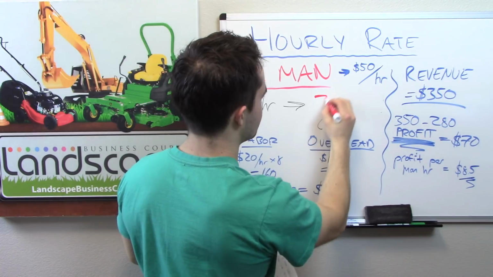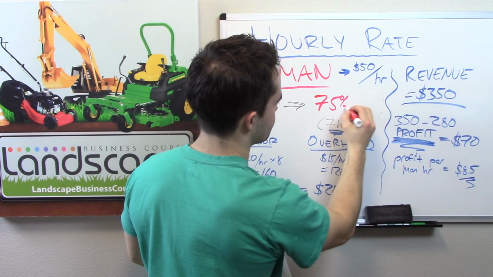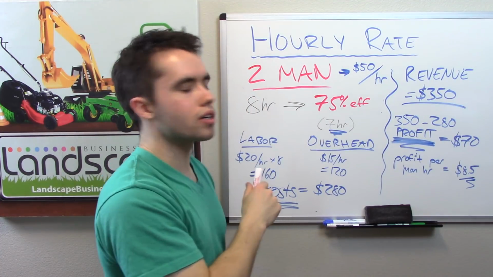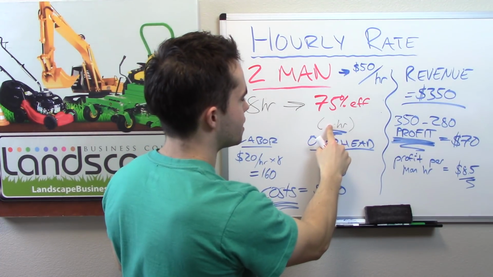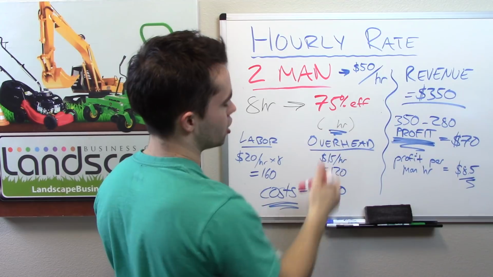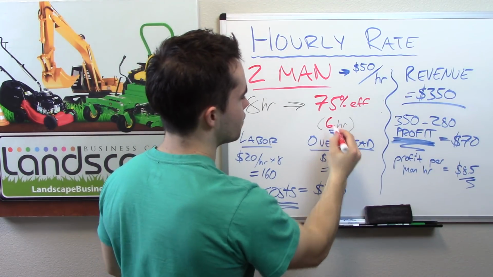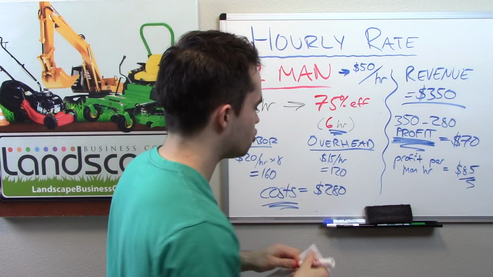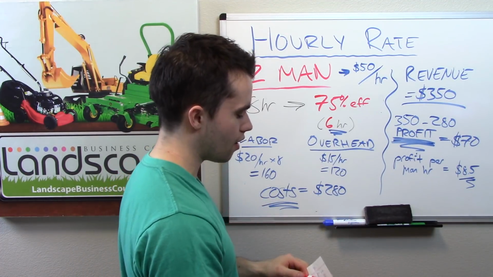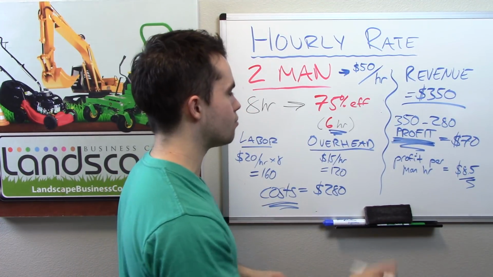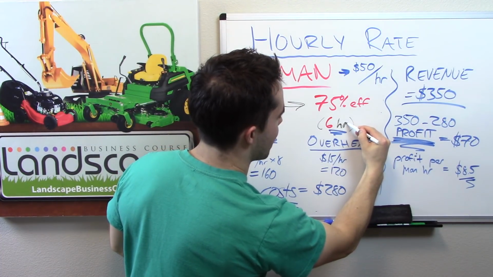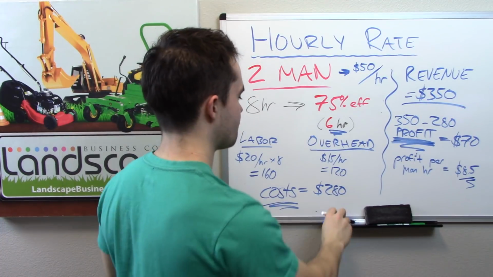So 75% efficiency rating, which means out of these 8 hours, they are only going to work 6 hours actually out on a job. The reason for that is because they're going to get more jobs done in a day, which means they're going to have to drive around more if they're on a lawn mowing route. They're going to be in the truck. They're going to be having more non-billable hours. So they are going to work 6 out of their 8 hours throughout the day.